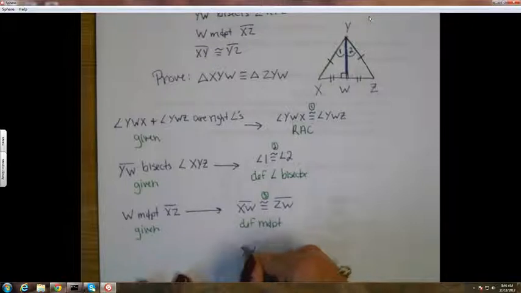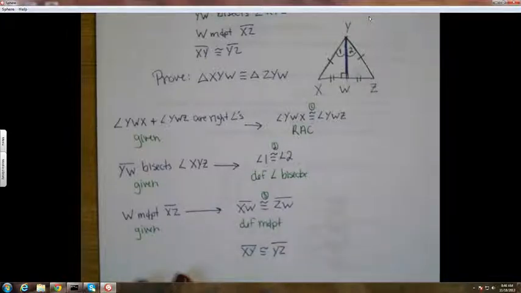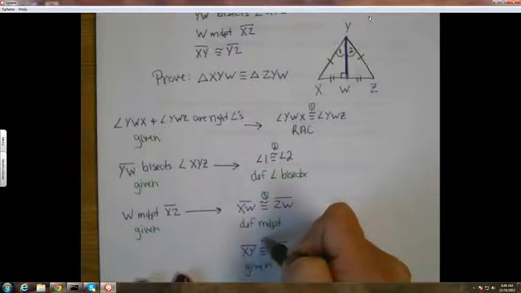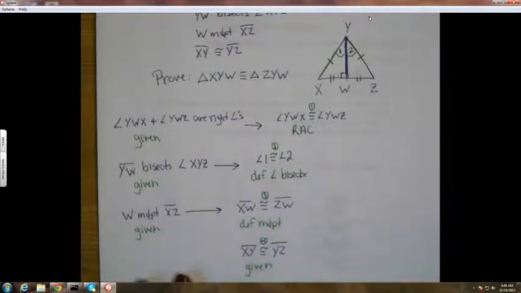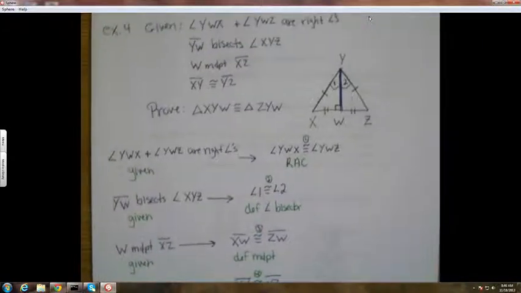XY is congruent to YZ. That's given. That's number 4. Okay, we've got 2 more parts to get in here. What's not marked on my sheet as being congruent?